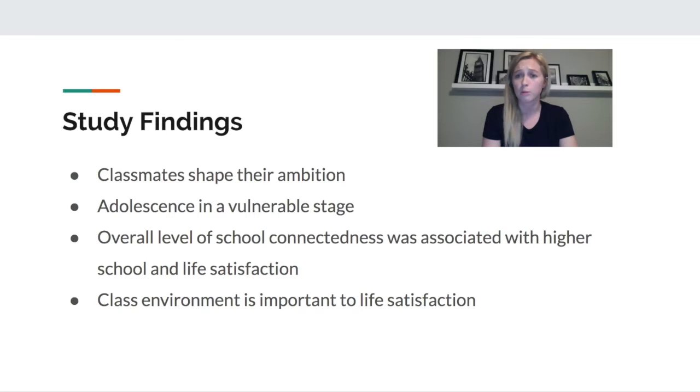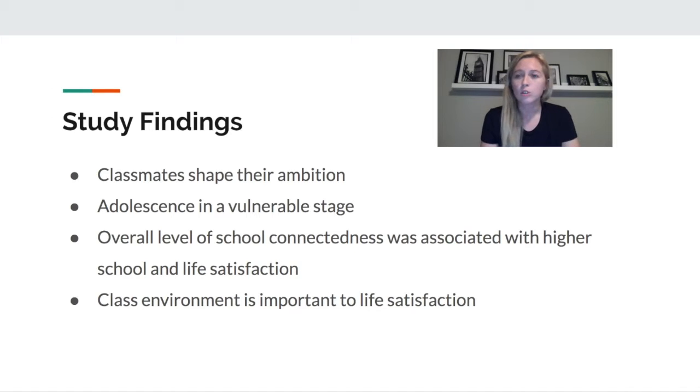So it's really important to remember that for that age group, so that when you are doing your lessons, you're able to include everybody, or at least try to make those students who typically isolate themselves or don't actively interact with students feel involved as well.